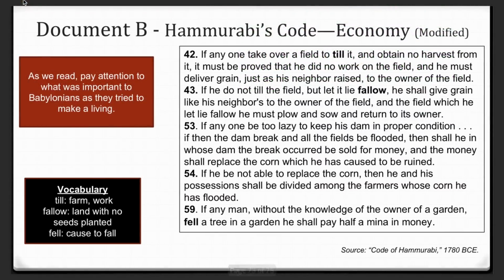And as you look at document B, I want you to pay attention to what was important to Babylonians as they tried to make a living. So what can we tell about their economy from here? I'll read this for you. If you don't want to hear me read it, you can fast forward a little bit. You can pause and just read it yourself.